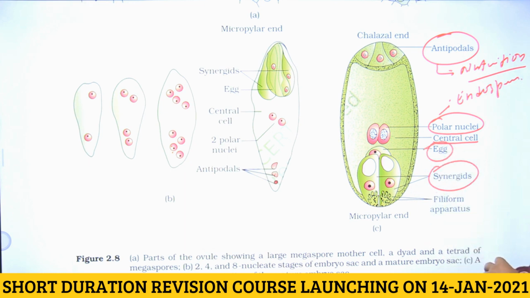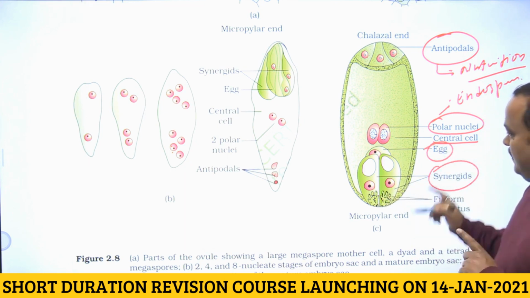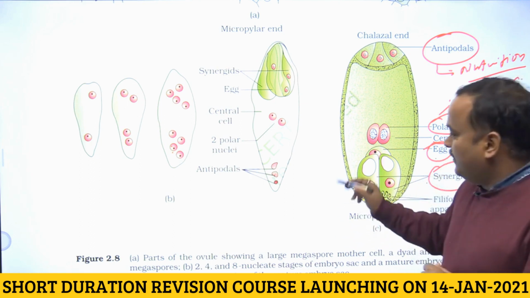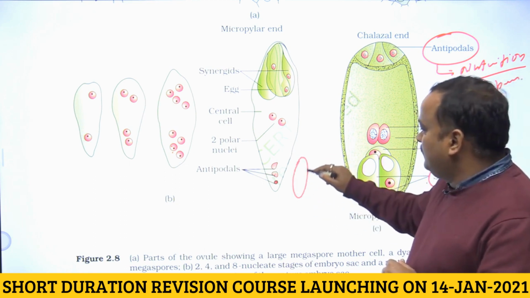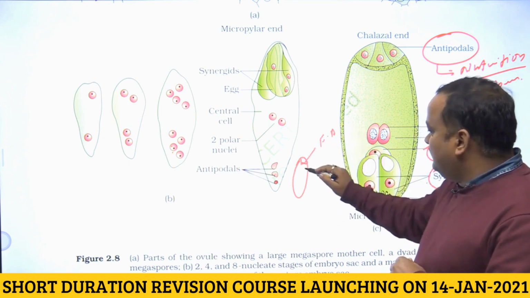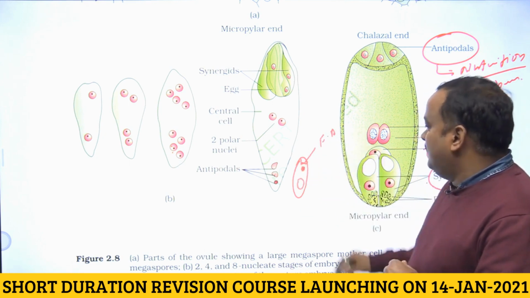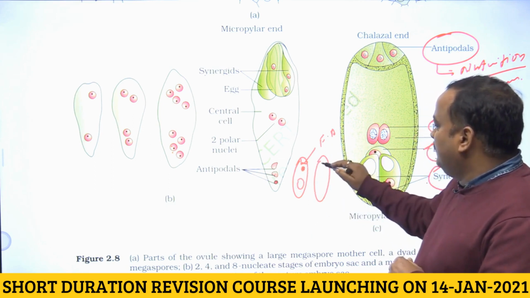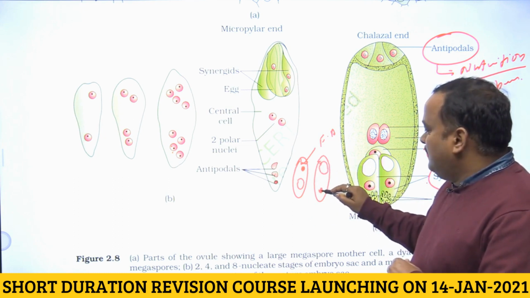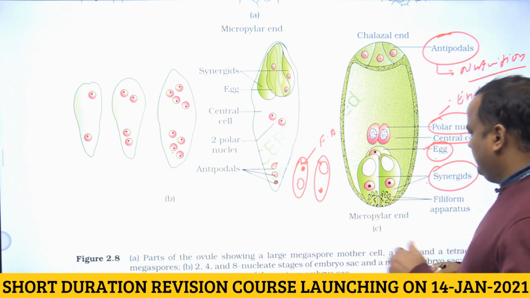We have 2 synergids, and towards the micropylar end of the synergid, one thing you can observe, this synergid and egg have opposite polarity. What do you mean by opposite polarity? Suppose this is your synergid, this is your filiform apparatus. So in case of synergid, the nucleus is towards the micropylar end and the vacuole is towards the chalazal end. Whereas in case of egg, what you will observe, the vacuole is towards the micropylar end and the nucleus is towards the chalazal end. So there is opposite polarity, not very important.